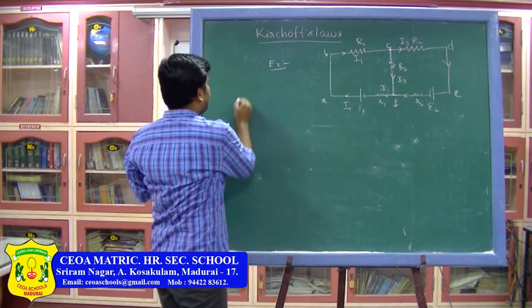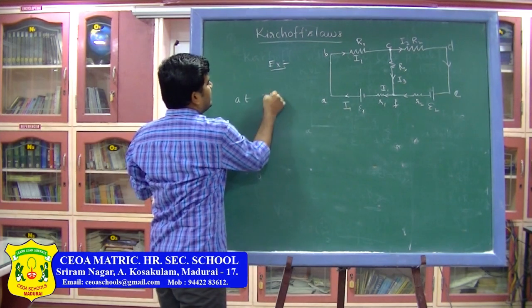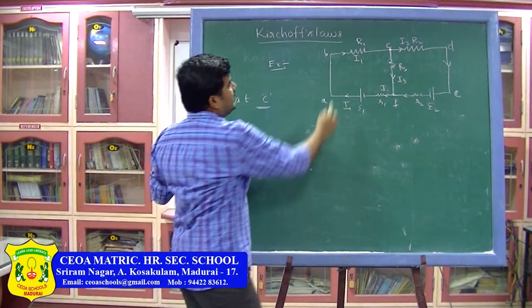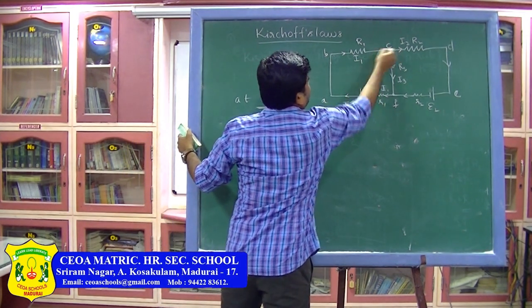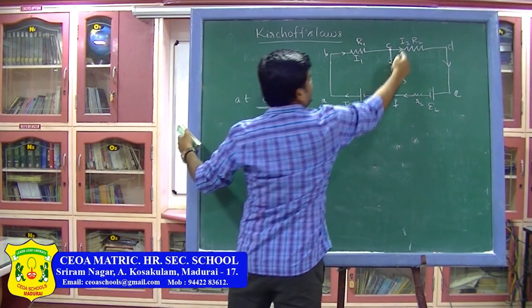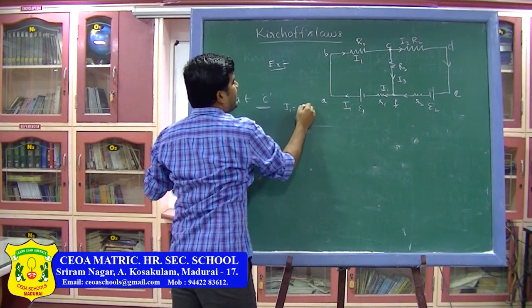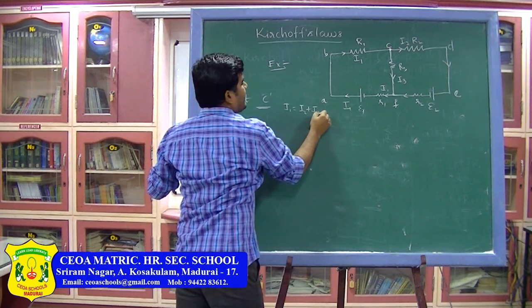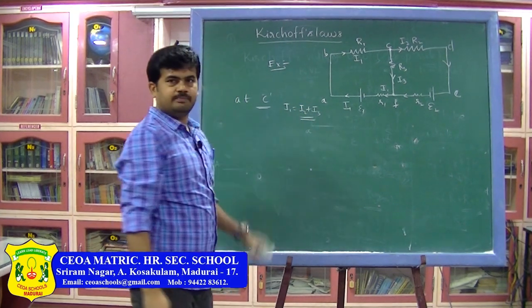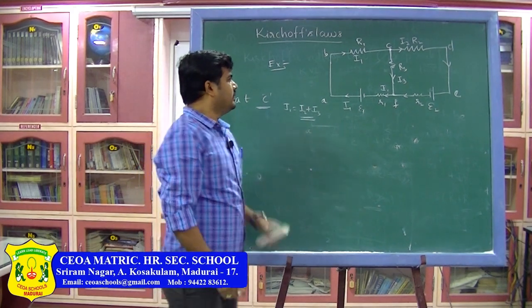At junction C we can apply the junction rule, where the current approaching the junction is I1, and the currents leaving the junction are I2 and I3. So, I can take I1 is equal to I2 plus I3. This is one equation. And next, take the loops.